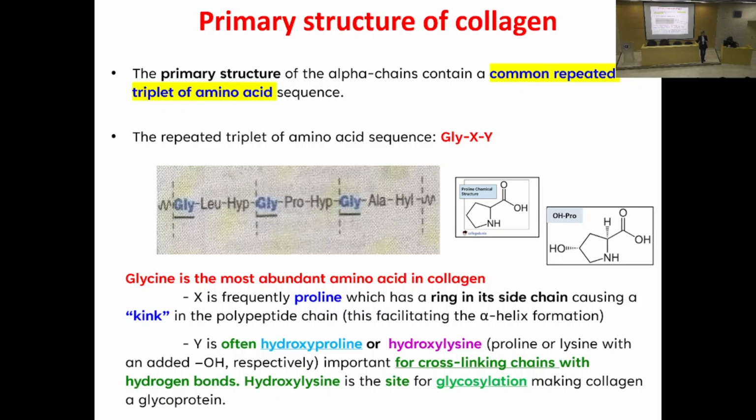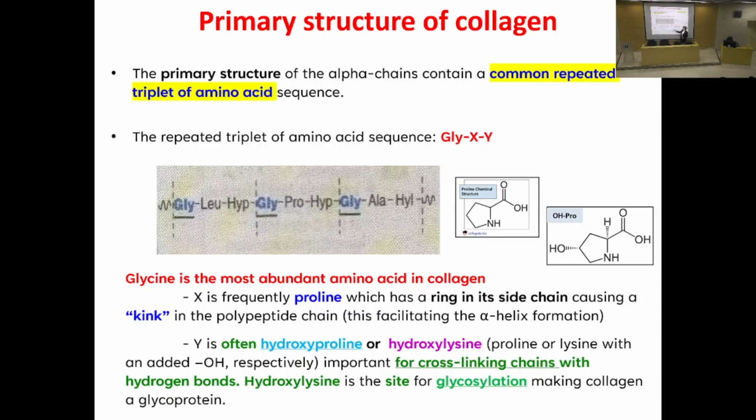Hydroxyl group, OH group. Hydroxylysine is the amino acid lysine to which an OH group is attached. For example, I put a picture here. This is the normal proline, and this is the hydroxyproline, which has the additional OH group. So in the structure of your amino acids, the Y can be hydroxyproline or hydroxylysine.